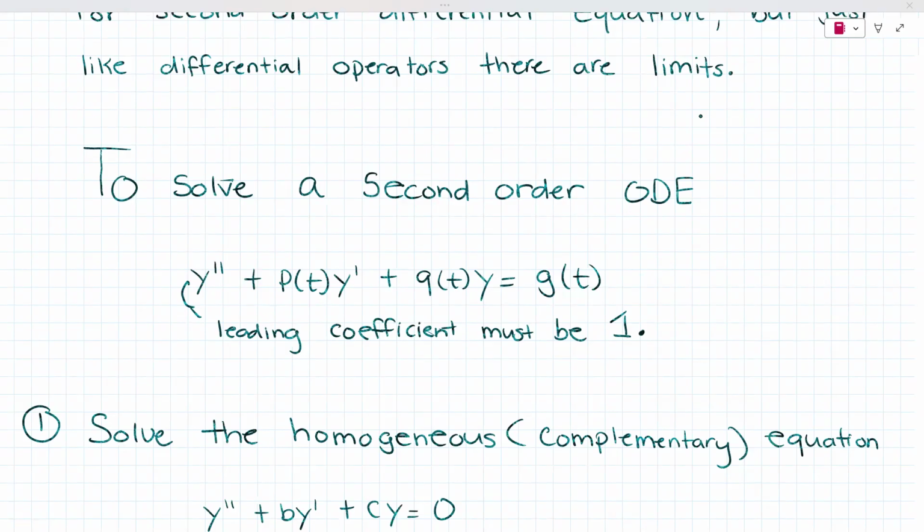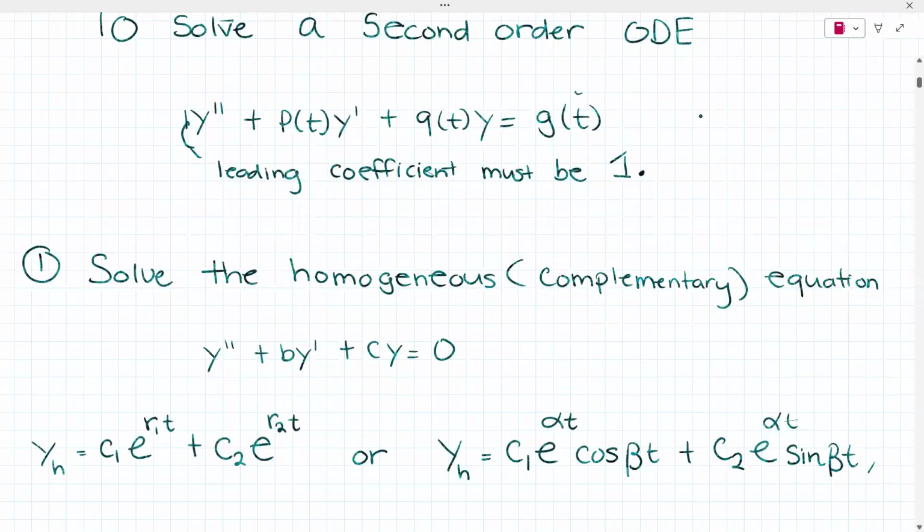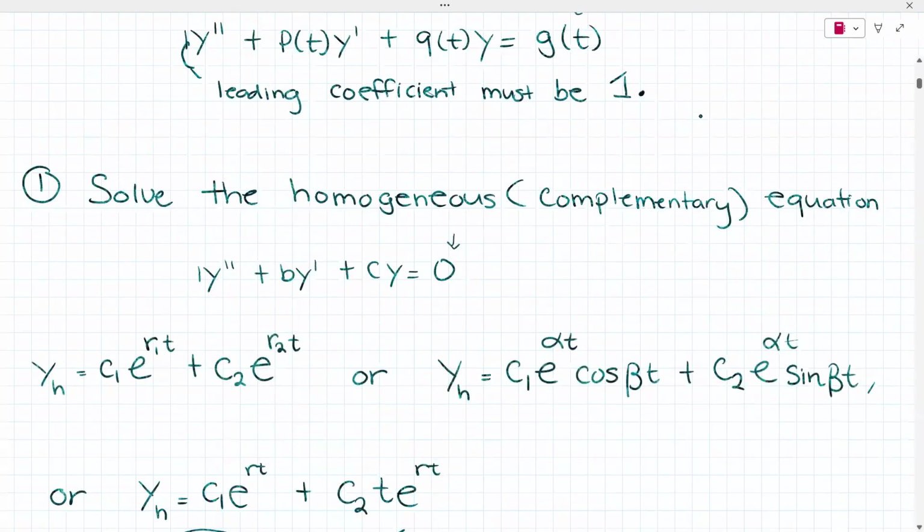You put it in this form, and you have to make sure that this has an invisible coefficient of 1. If it doesn't, you have to get rid of it. And the right side does not. So step 1, to solve the homogeneous complementary equation, you put it in this form. This has a coefficient of 1, and then the right side is 0. And you solve for your r's.